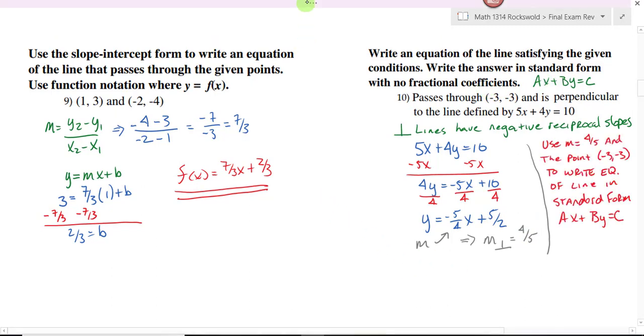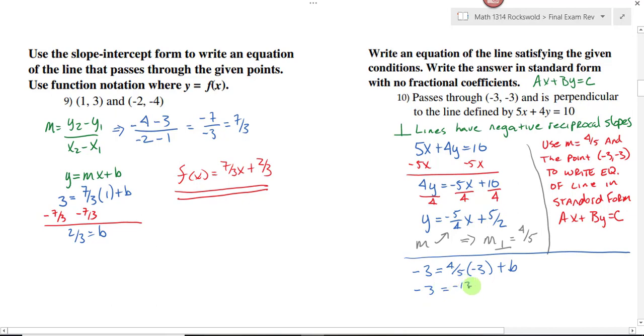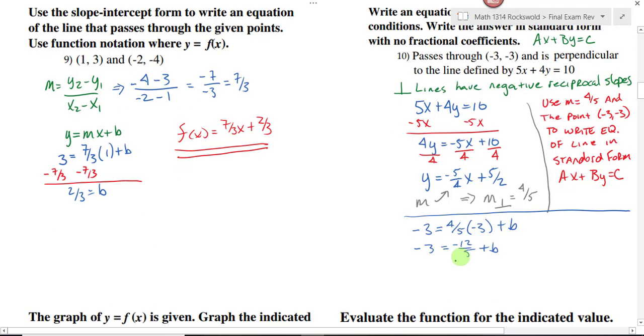In order to do that, I'm going to start with my slope-intercept form like I did over here. What am I going to plug in place of y? Negative 3, because that's the y from the point, equals m, which we said is 4/5, x was negative 3 plus b. So that gives me negative 3 equals negative 12/5 plus b. Now I can add 12/5 to both sides, and that gives me negative 3 is negative 15/5 plus 12/5 is negative 3/5. Using this now, I can rewrite my line as y equals 4/5, that was my slope, x minus 3/5.